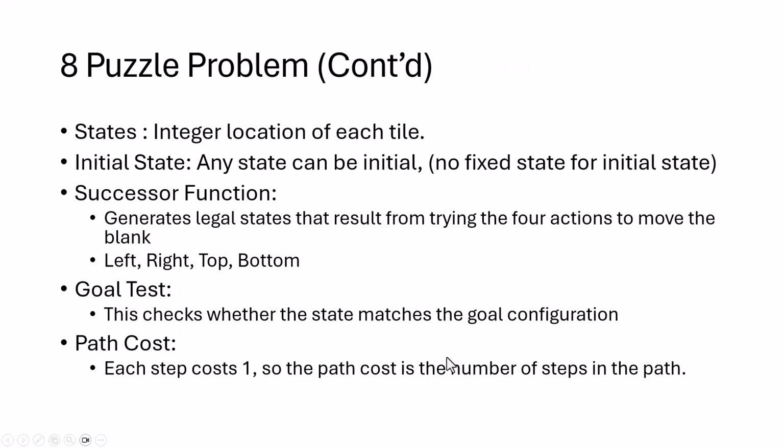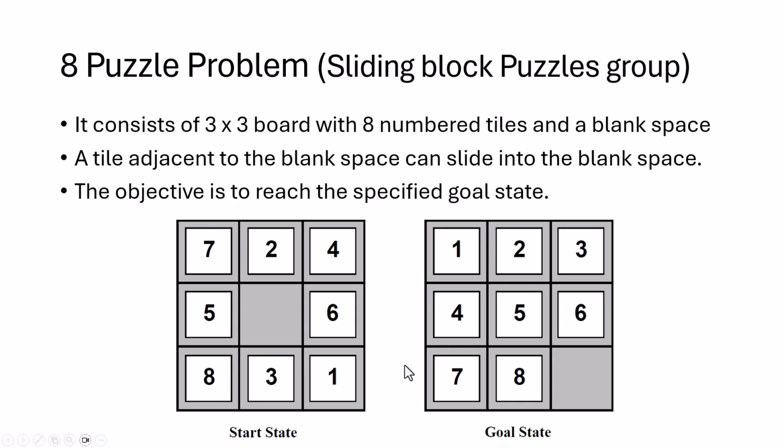Now, what are the states here? States are the integer location of each tile. Location, please understand. Like here, 7's location is 1, something like that. 2's location is 2. 4's location is 3. 5's location is 4. Blank's location is 5, in that way.